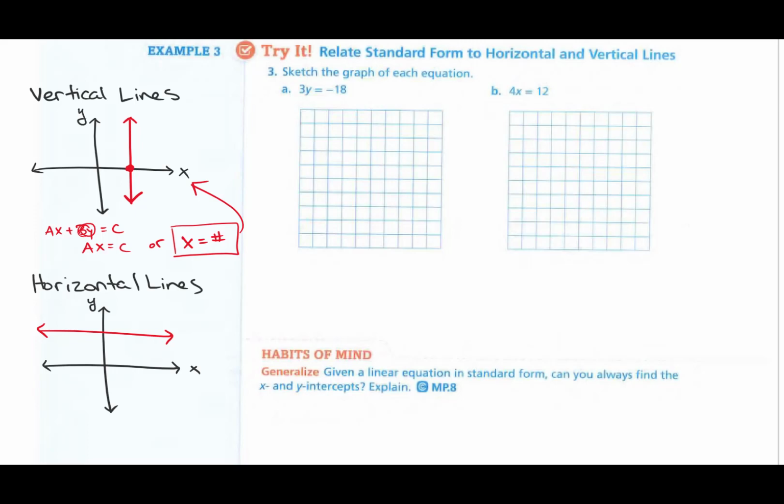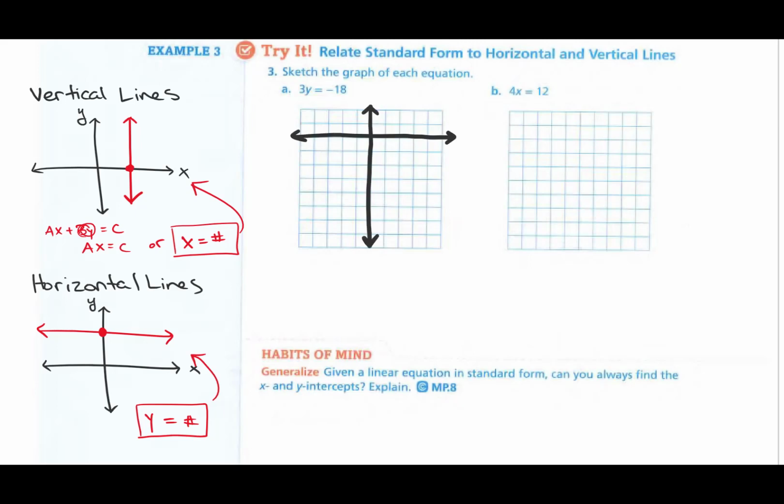Similarly, for a horizontal line, we'll have y equals some number. So if you ever get an equation that's just y equals a number, that's going to be your horizontal line. Y equals a number, that number is your y-intercept. So these two special types of lines are ones that some students get hung up on, and so we're going to do an example with that in example 3.